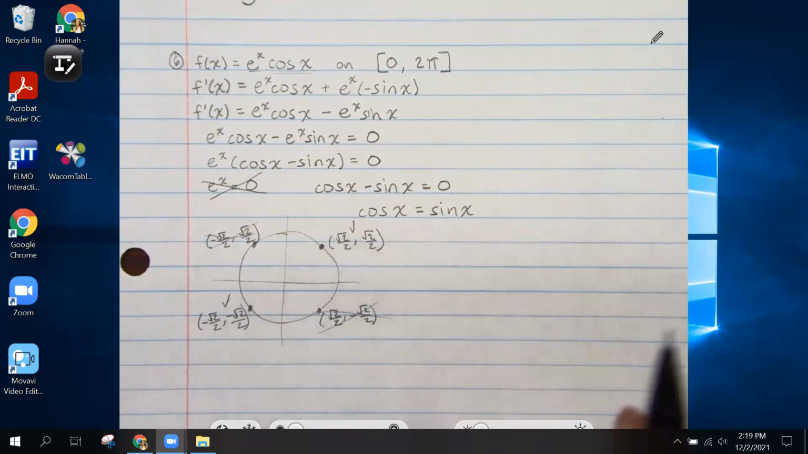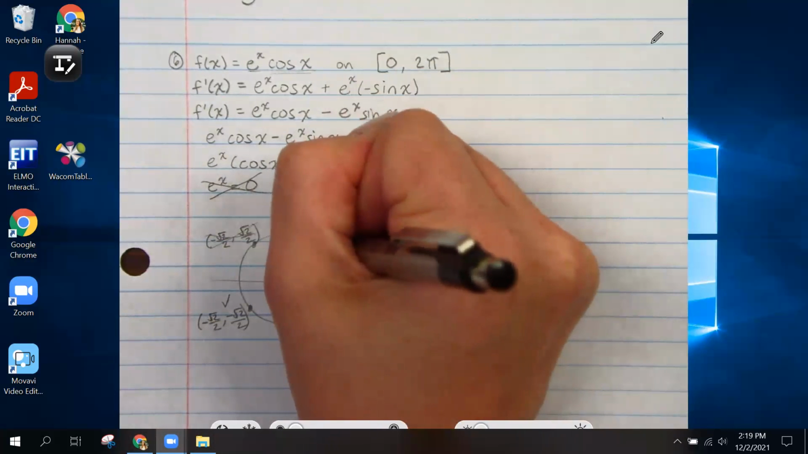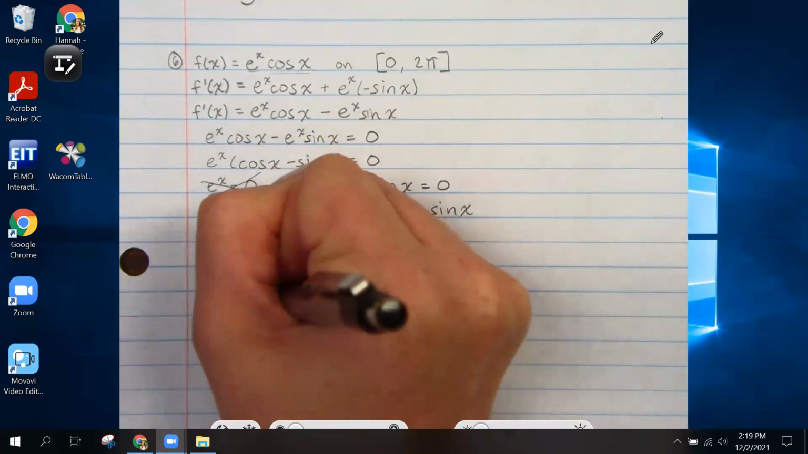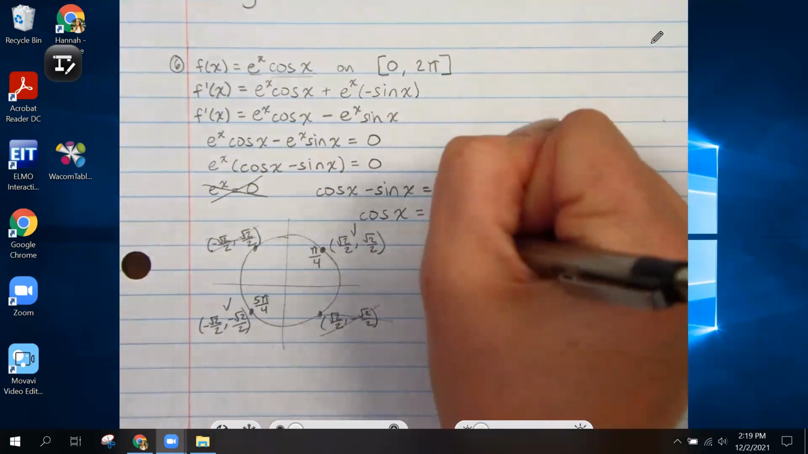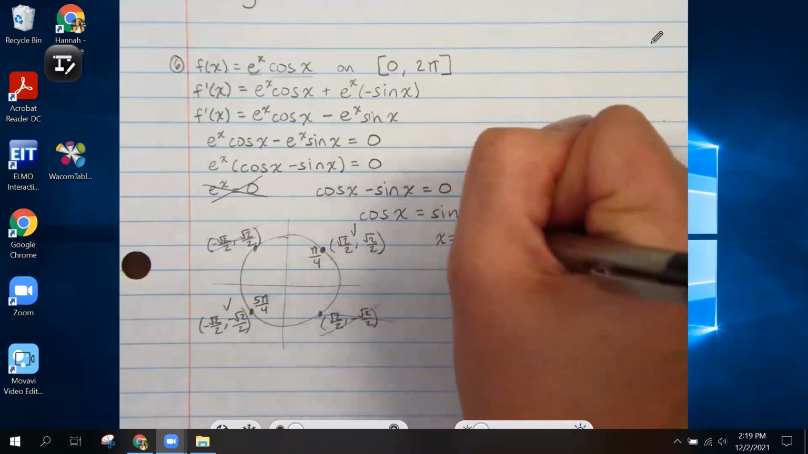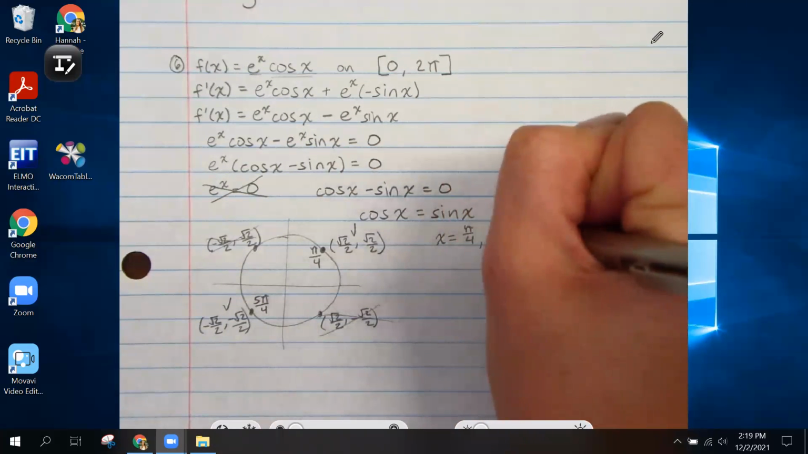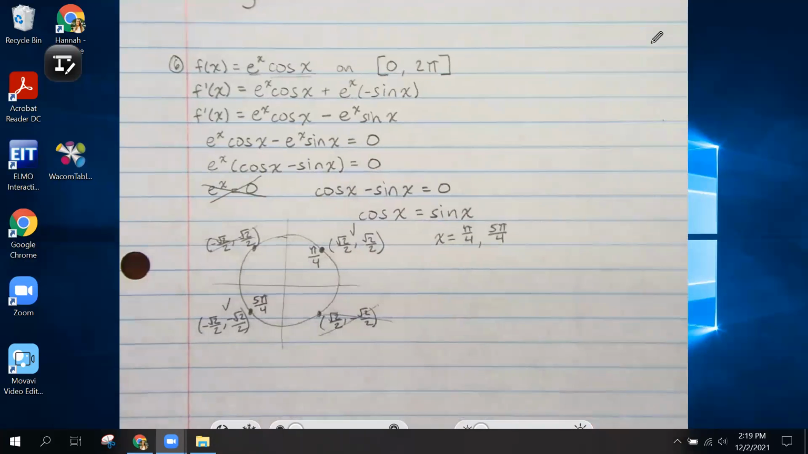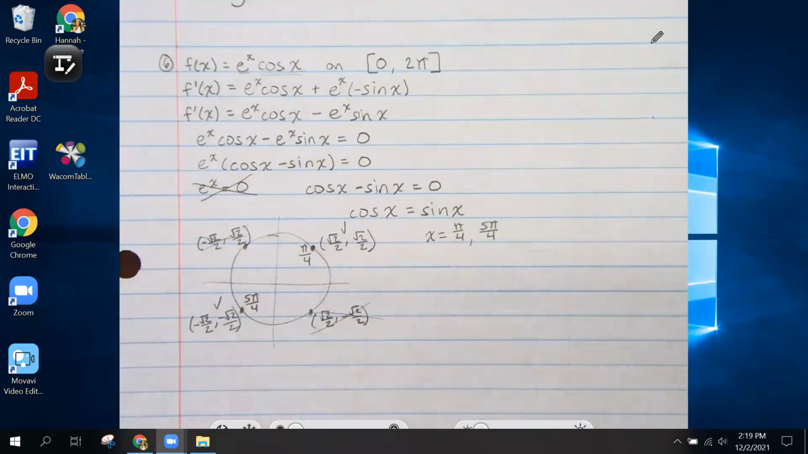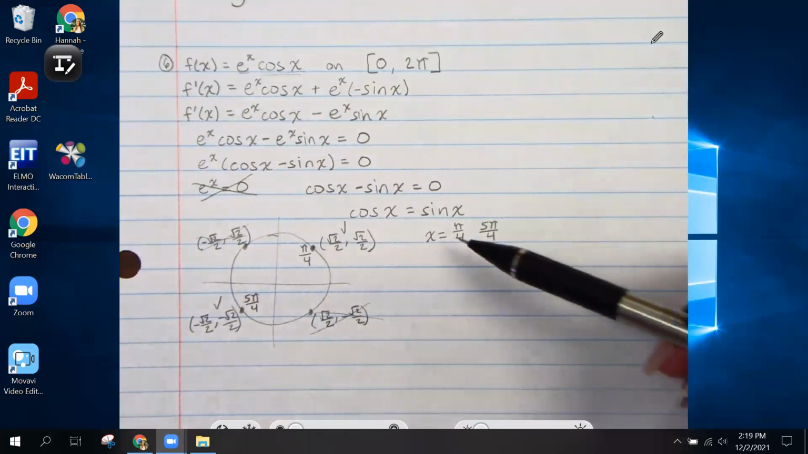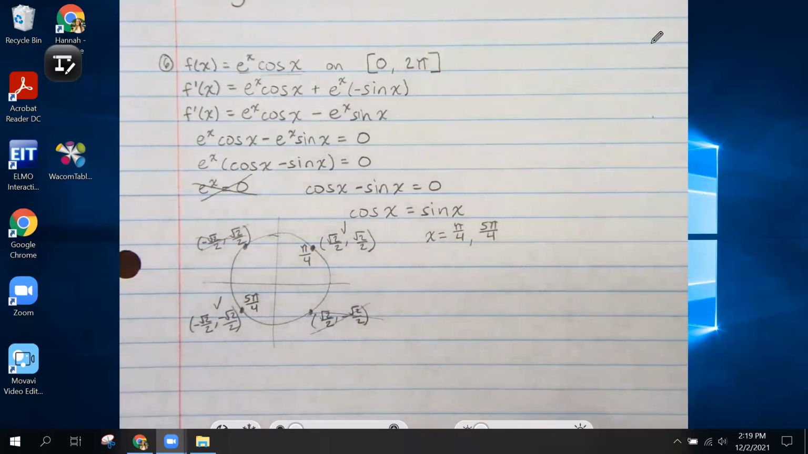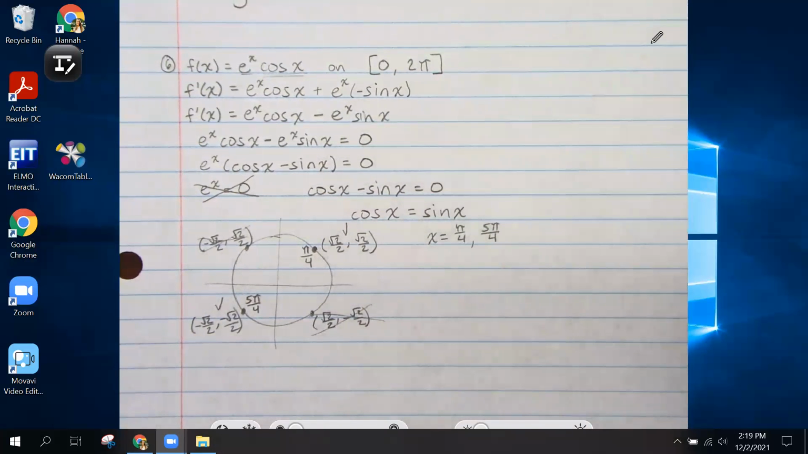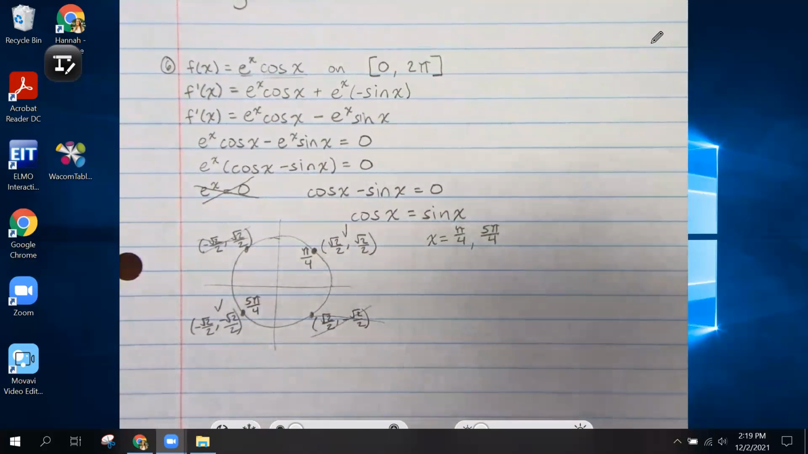These 2 points on the unit circle come from pi over 4 and 5 pi over 4. So those are our x values. X equals pi over 4 and 5 pi over 4. So to find absolute extrema, we need to use those critical values as well as the endpoints of our interval, 0 and 2 pi, and we need to test those values to see which one gives us the highest function value and the lowest function value.